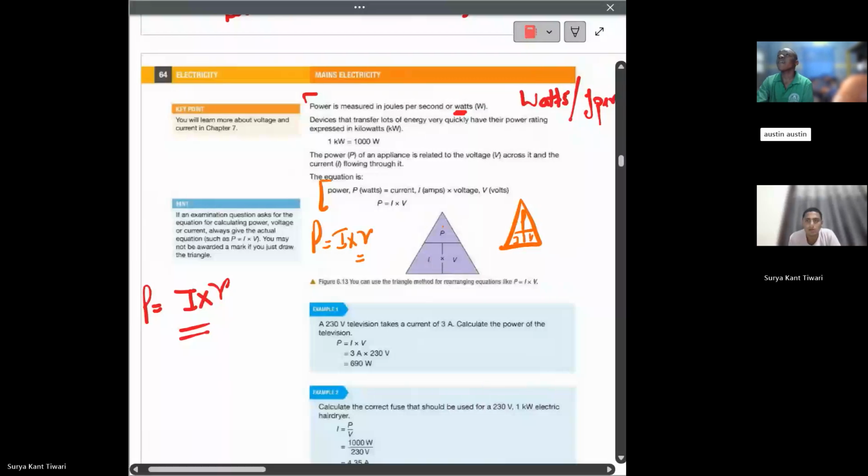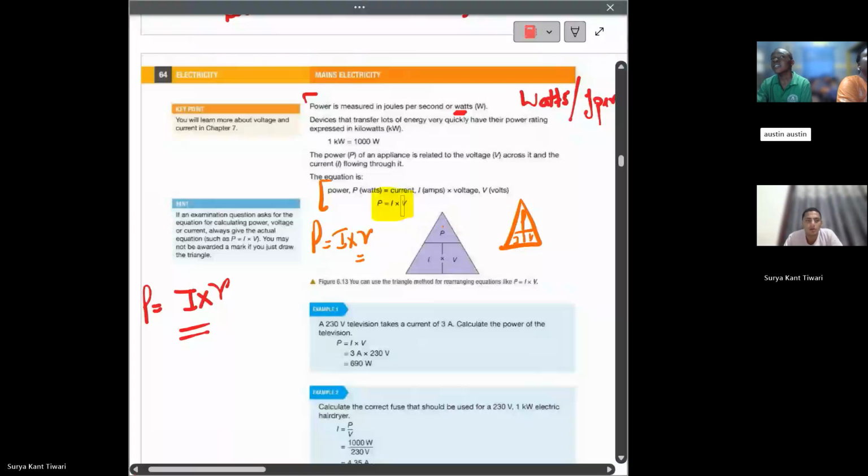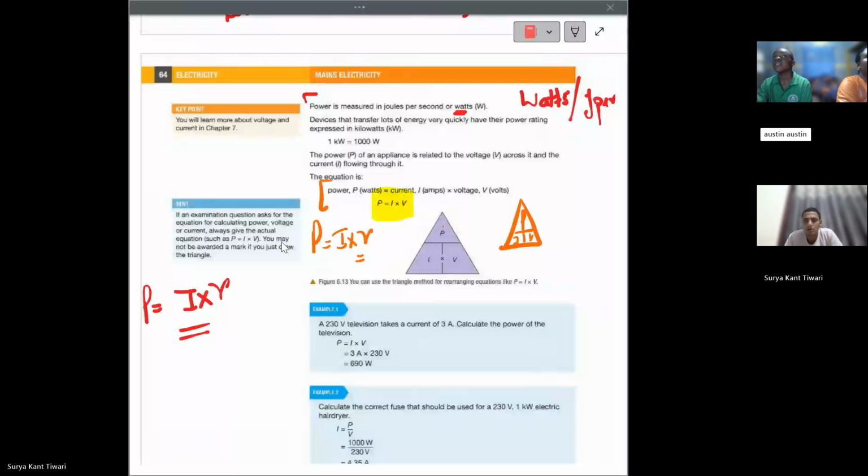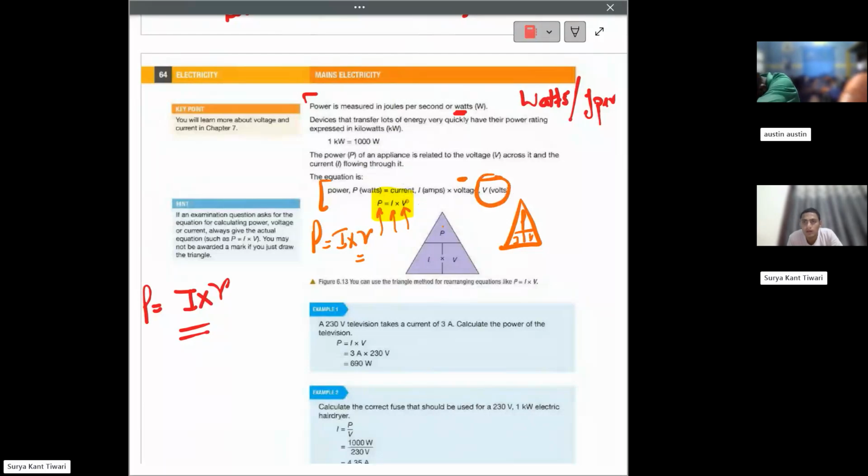P is equal to I times V. P represents power. I represents the current, the value of current. V represents voltage. So P is power, I is current, and V is voltage. The unit of voltage is volts, the unit of current is amperes or amps, and the unit of power is watts.